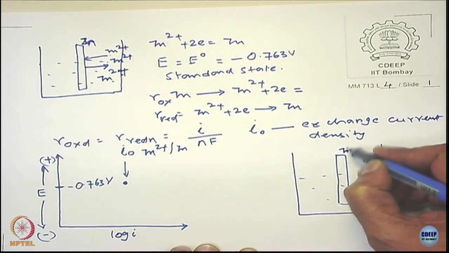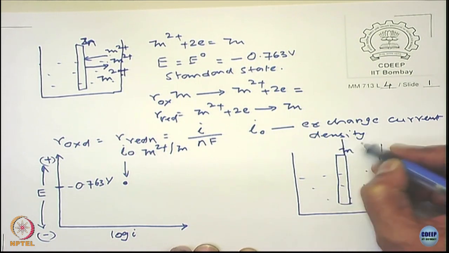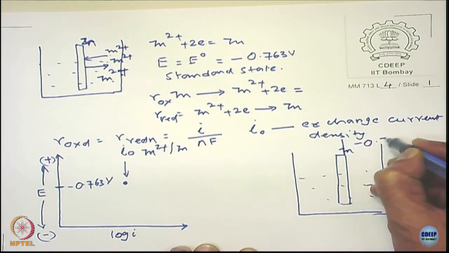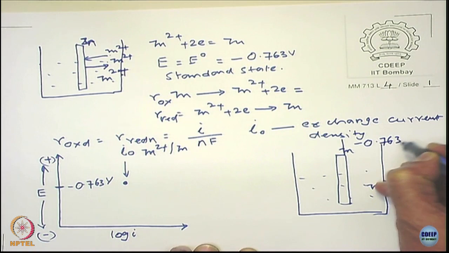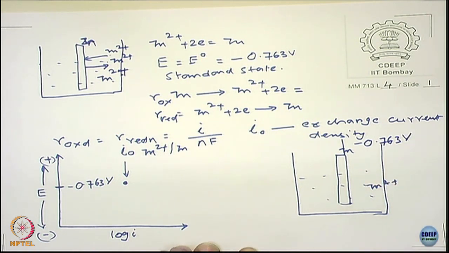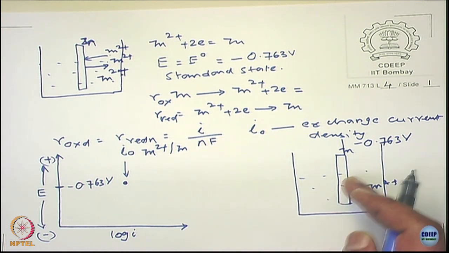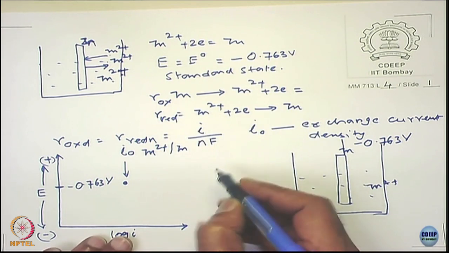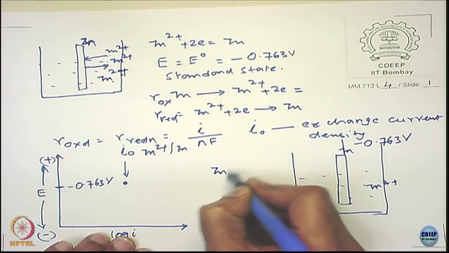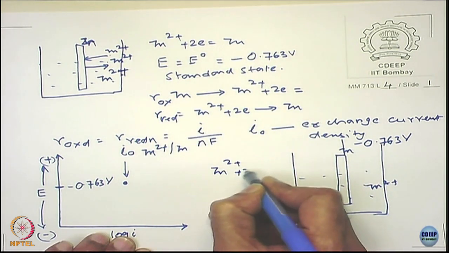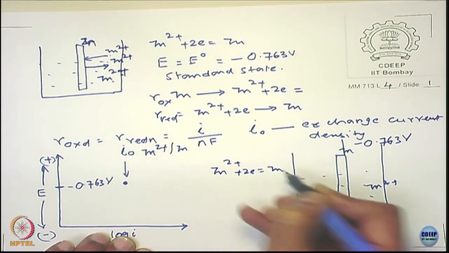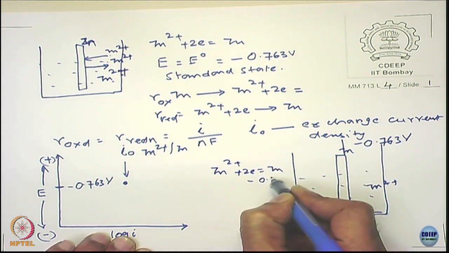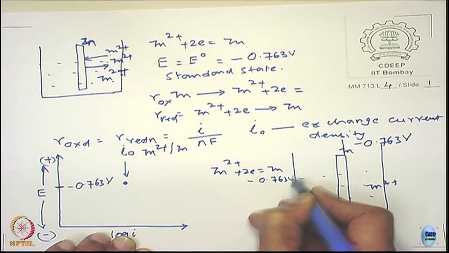What is the potential of this? The potential of this measured is equal to 0.763 volt with respect to standard hydrogen electrode. Now, what I am going to do, I am writing this equilibria here again: Zn 2 plus, plus 2 electron gives you Zn, is equal to minus 0.763 volt.